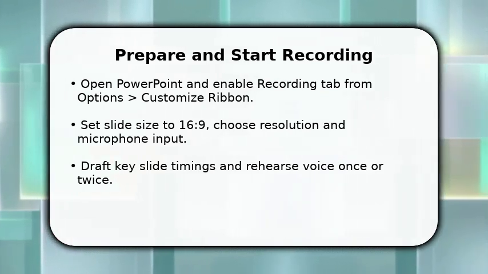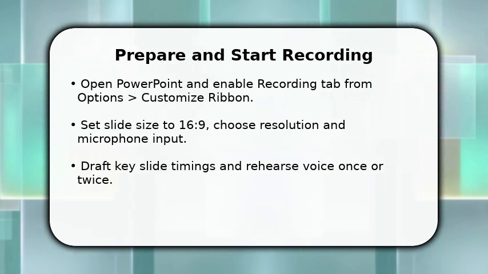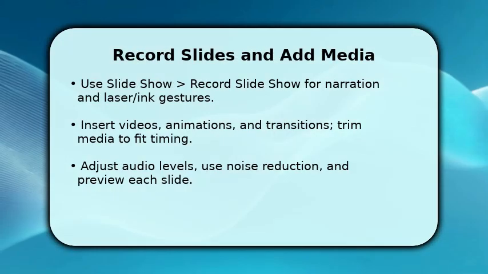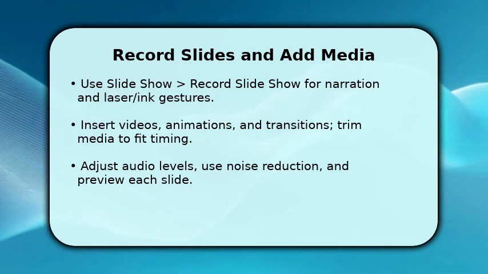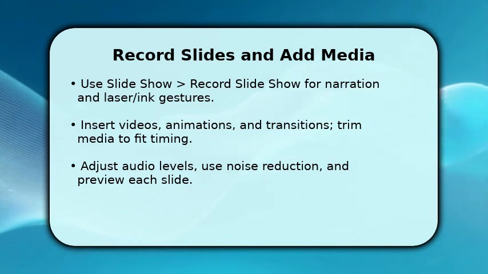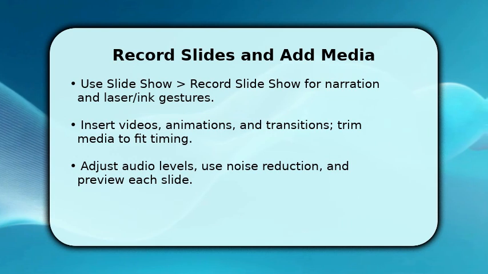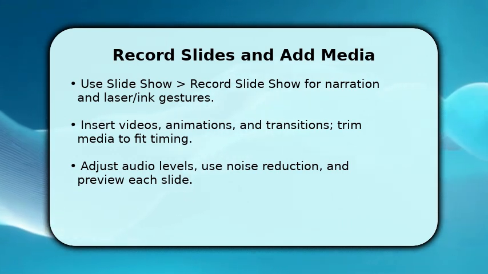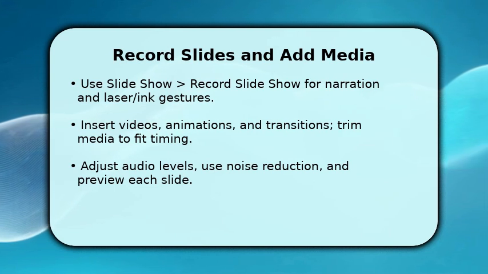Now move to the first slide and start a test recording to verify levels. You record slide by slide, using Record Slideshow to capture narration and pointer gestures. This preserves timing and emphasis. As you go, insert videos and animations and trim them so they don't overrun your narration. Once done, adjust audio levels and apply simple noise reduction to make speech clear.